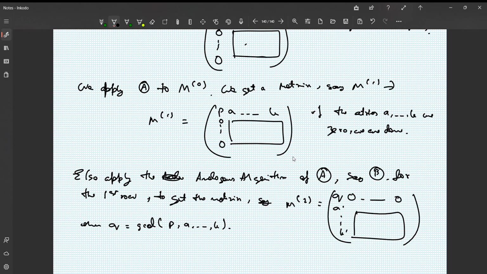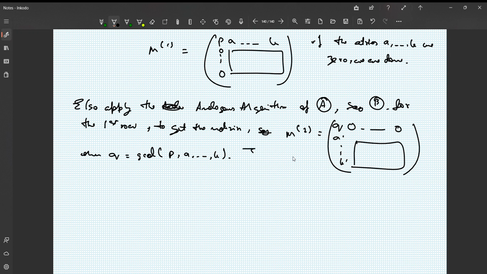Now what is q? Obviously by the lemma, q is the GCD of P and the elements A to B, right? Now if we have not disturbed the elements of the first row except the element q, sorry, the first column except the element q, then we have nothing to do. Else again apply.